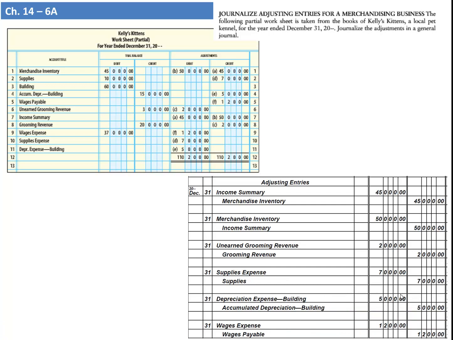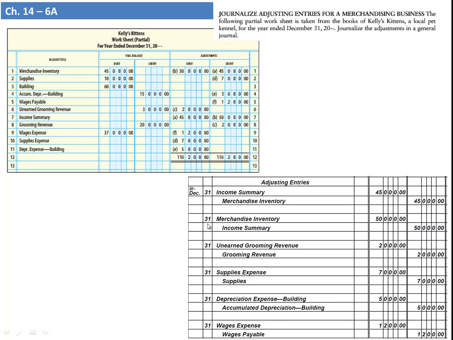In this example, we're going to journalize our adjusting entries for our merchandising business. Now, this isn't much different than when we learned adjusting entries back in Chapter 5. The only difference is now we're doing it for a merchandising business. And in this particular example, the hard part's been done. The adjustment columns have already been completed on the partial worksheet, and we're just journalizing it.